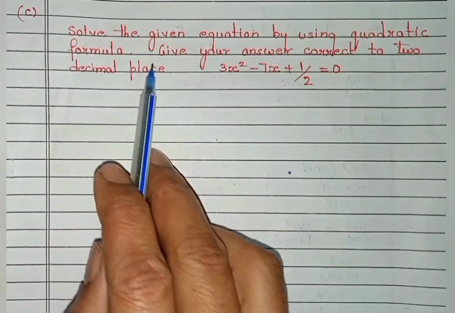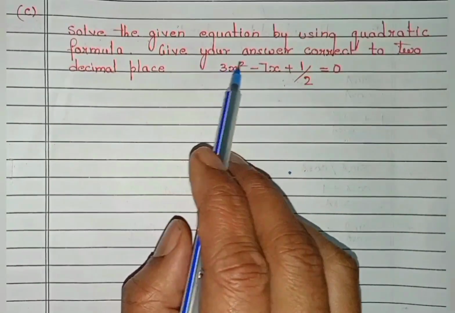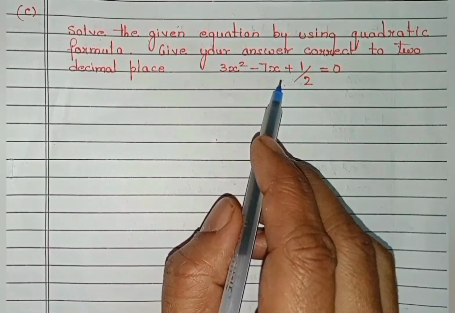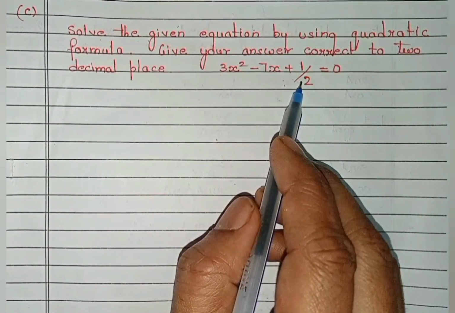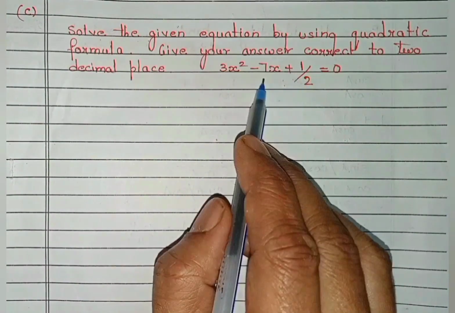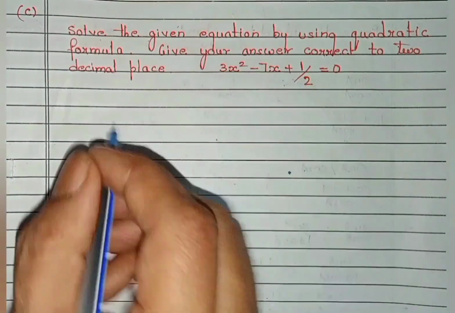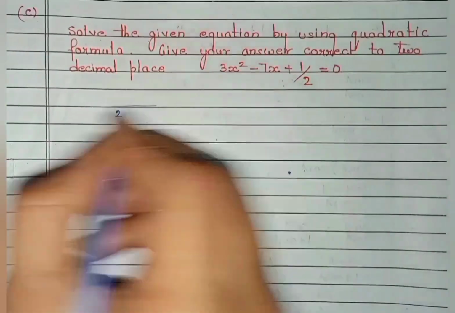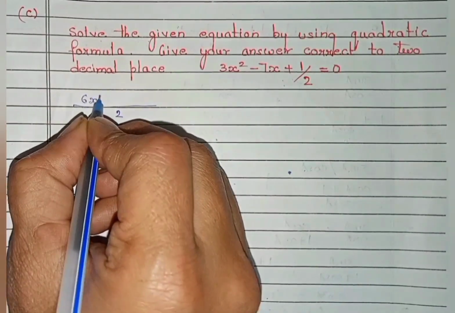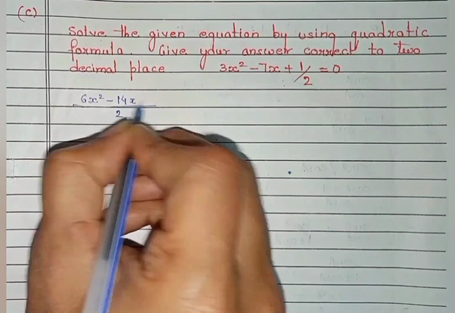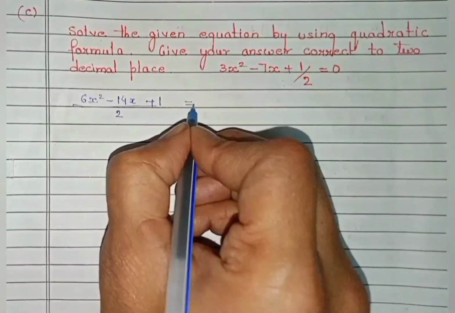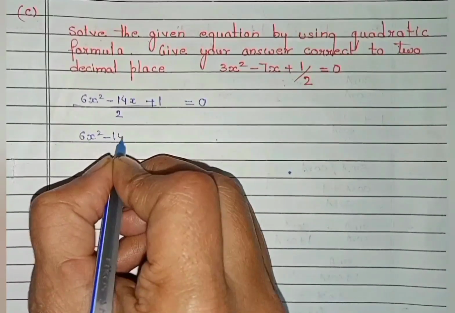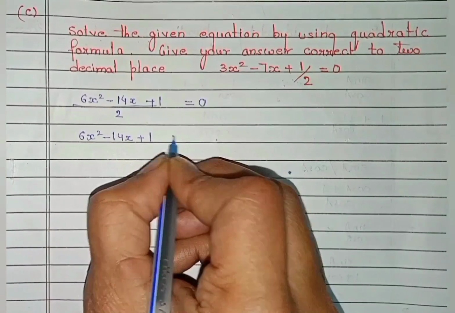Now in this question, they have asked you to solve the quadratic equation using the formula. This quadratic equation, as you can see, is given in a fraction form. So our first step will be to remove this fraction. For that we will take the LCM, and LCM will be 2. So on the left side you will be getting 6x square minus 14x plus 1 is equal to 0. Now when you cross multiply it, you are getting this quadratic equation.